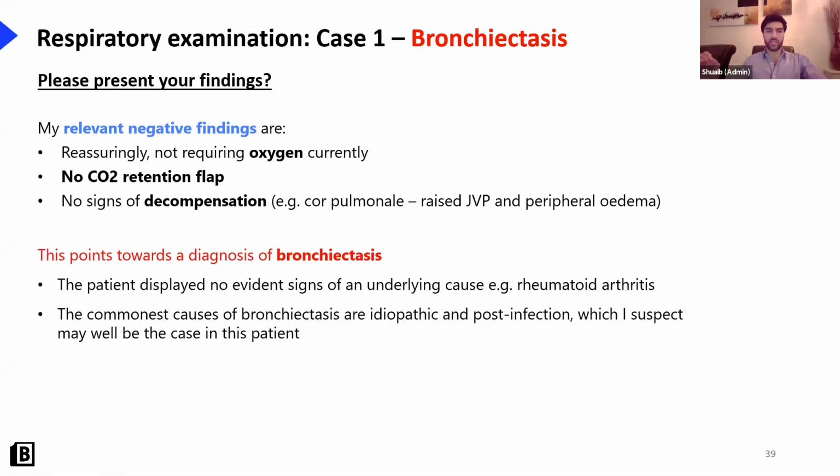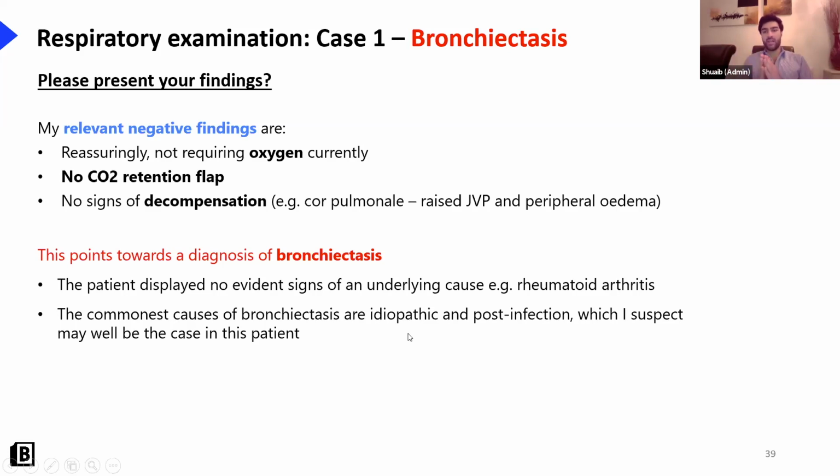And always at the end of your presentation, summarize your key points. So in summary, this all points towards a diagnosis of bronchiectasis, and you always want to take it one step further. So you don't just want to stop at the diagnosis. You want to show the examiner that you've been thinking about possible causes. So you want to say to the examiner, okay, look, I think it's bronchiectasis, but when I examined this patient, there were no evident signs of an underlying cause. Therefore, the commonest causes of bronchiectasis are either idiopathic or post-infection. So I suspect those are the two most likely causes in this patient.